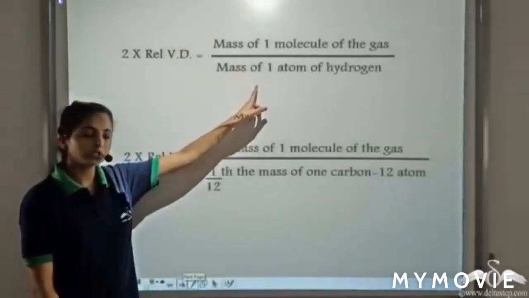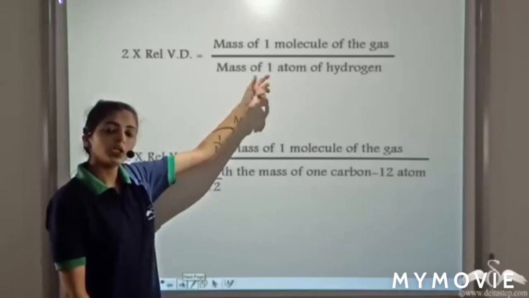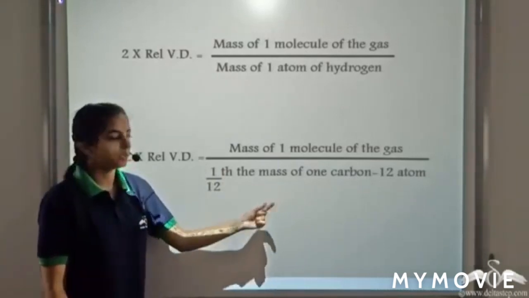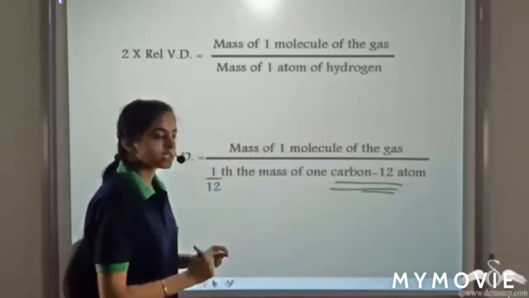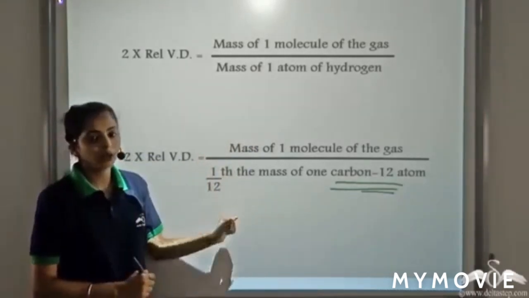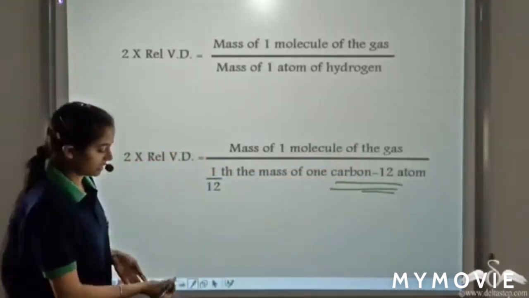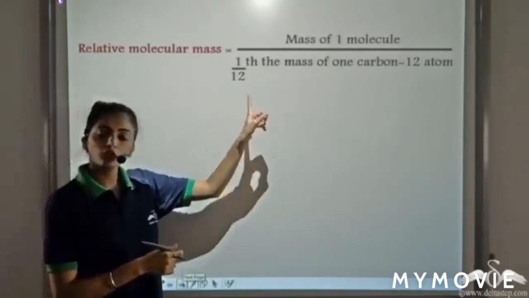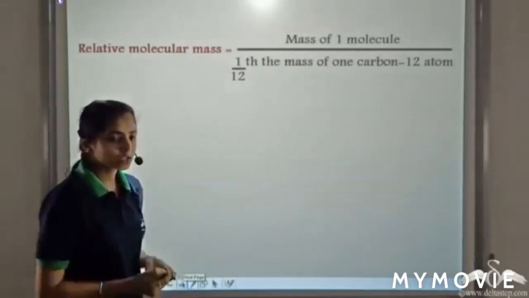So for the same equation, the mass of one molecule of the gas divided by the mass of one atom of hydrogen, we can replace the denominator by 1/12 the mass of one atom of carbon-12, because all the time we take carbon-12 as the reference. Are you reminded of anything by this? What is the relative molecular mass? The relative molecular mass of any substance is the mass of one molecule divided by 1/12 the mass of one atom of carbon-12. This is what we got here.